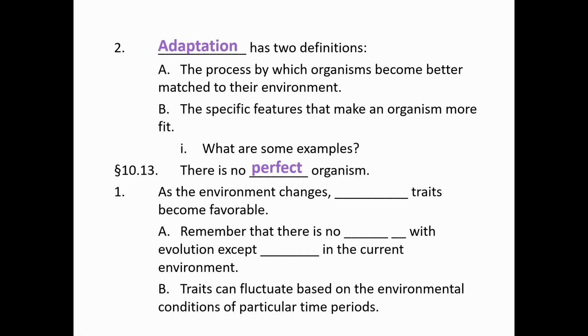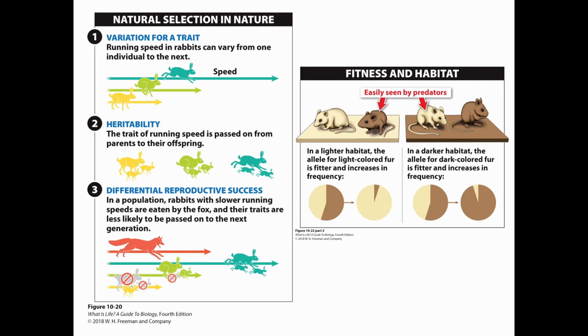Now, these inherited traits that give you an advantage, right? The change in that is what we call adaptation. So the process of becoming a better match to the environment, we would say that the population is adapting to the environment. And then an adaptation itself is like, what's the trait that actually helps? So in the case of looking at these mice, we would say that the darker fur here is an adaptation and lighter fur would not be, because the darker fur gives an advantage on this dark background.